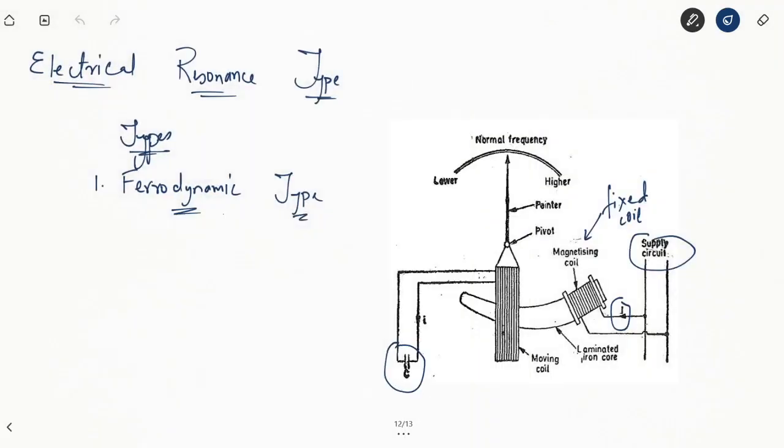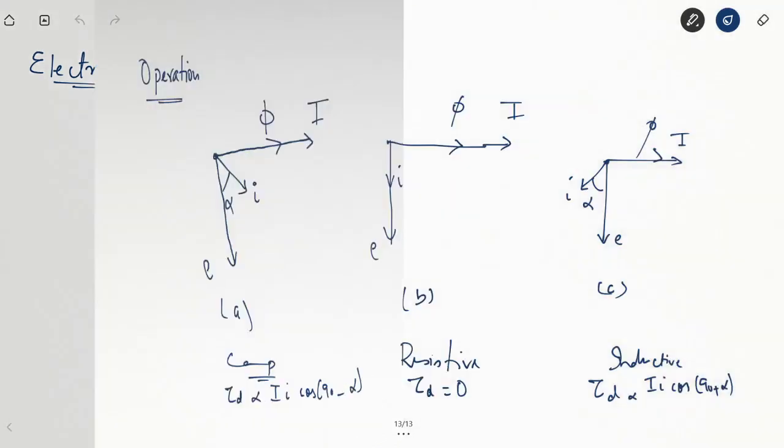Then we start with the electrical resonance type. You have two types of electrical resonance type frequency meters. One is the ferrodynamic type that we studied. You simply have the circuit with a moving coil and one fixed coil. The fixed coil is excited, which will induce torque in the moving coil depending upon the nature of impedance of this moving coil, whether it's purely resistive, inductive or capacitive. Accordingly, at a purely resistive load, a resonance will be set, and we know the resonance frequency is nothing but 1 by 2 pi under root of LC.